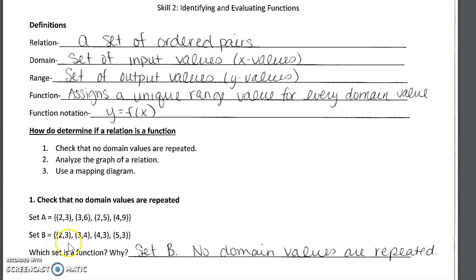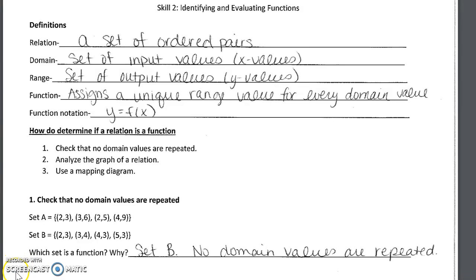Do you see that 3 is an output here, 3 is an output here, and 3 is an output or a y value there? So you have 3 repeated. And so a lot of times students will tell me that's not a function, but that's not right, because you're not looking at the y values, you're looking just at your domain values or your x values. So your x values are the ones that matter, okay?